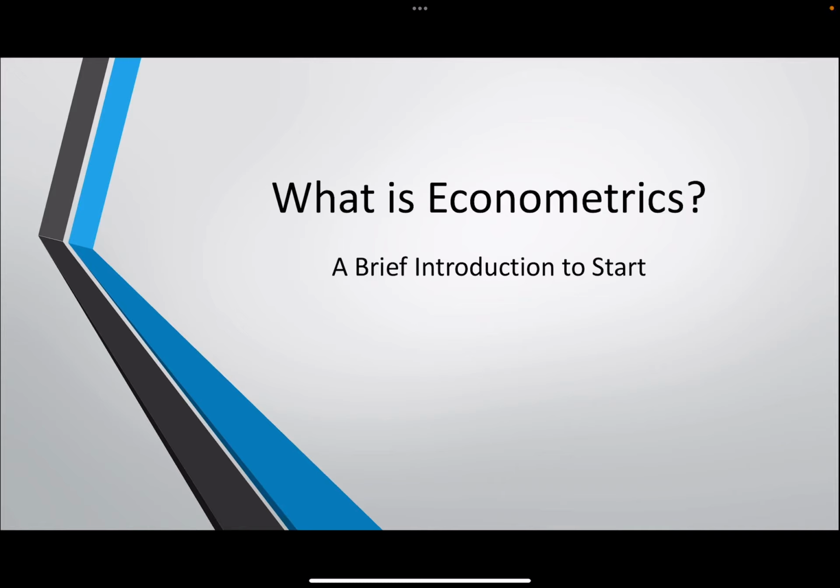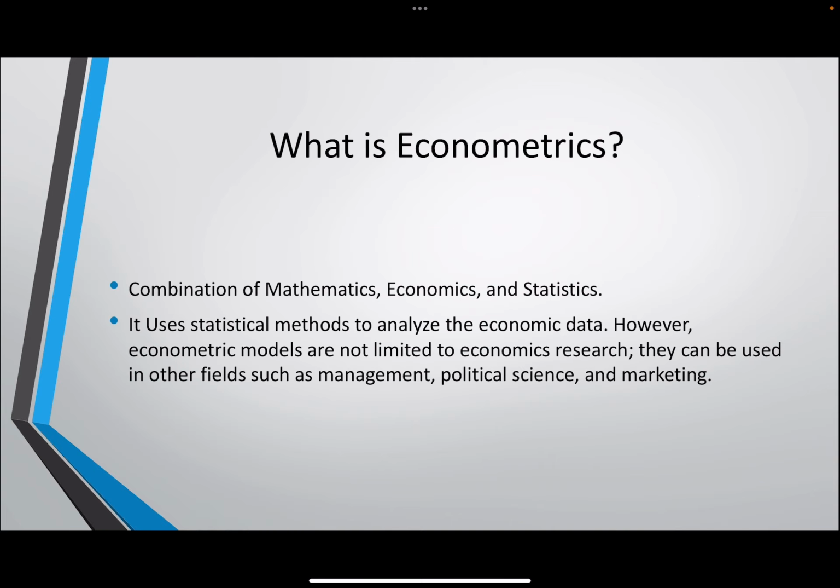Today we are going to discuss what is econometrics, a brief discussion before starting econometrics. It is the combination of mathematics, economics and statistics. Originally, econometrics is not a separate discipline, but it is the blend of these three disciplines because it uses statistical methods to analyze the economic data.